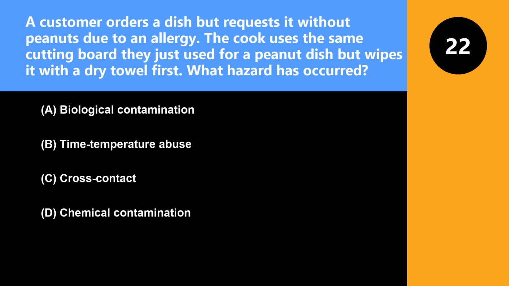Question 22. A customer orders a dish but requests it without peanuts due to an allergy. The cook uses the same cutting board they just used for a peanut dish but wipes it with a dry towel first. What hazard has occurred? Option A, biological contamination. Option B, time temperature abuse. Option C, cross contact. Option D, chemical contamination. The correct answer is option C, cross contact.